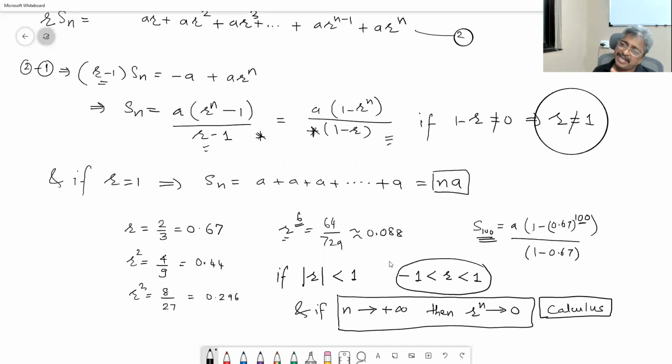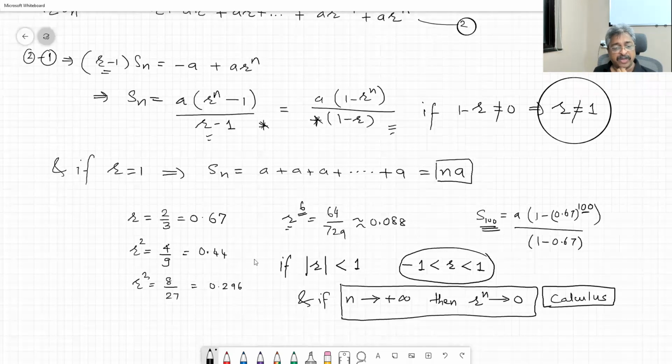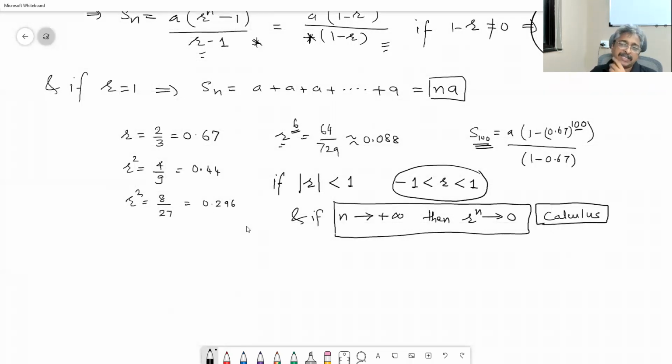100 is a very small number. If I take 0.67 raised to 1000 lakh, for all practical purposes, it is 0. Calculus will allow us to say that it is equal to 0. It is tending to 0. And therefore r raised to n will tend to 0, and our formula will become further simple. If mod r is less than 1, then Sn, as n tends to infinity, equals a upon 1 minus r. Okay, questions?